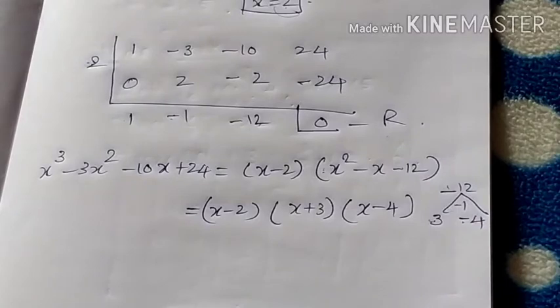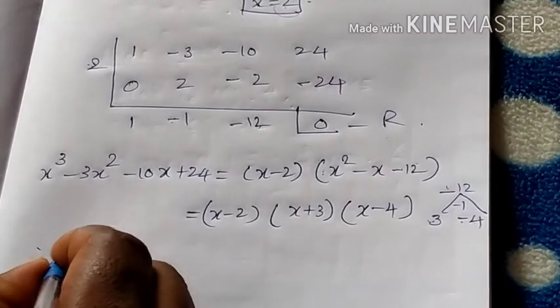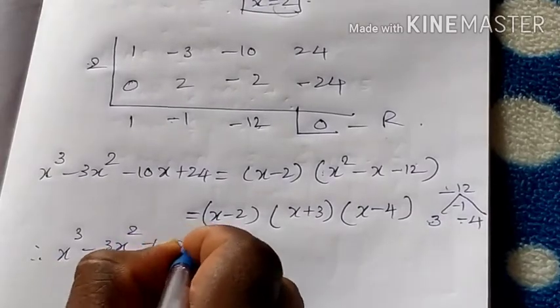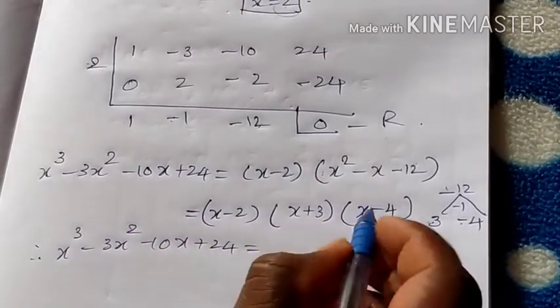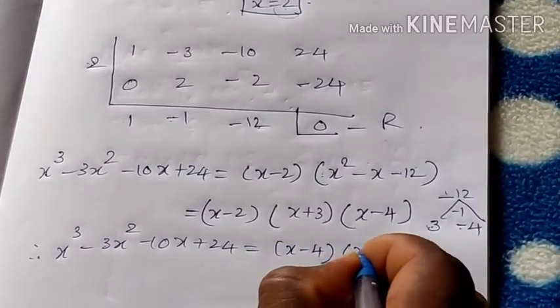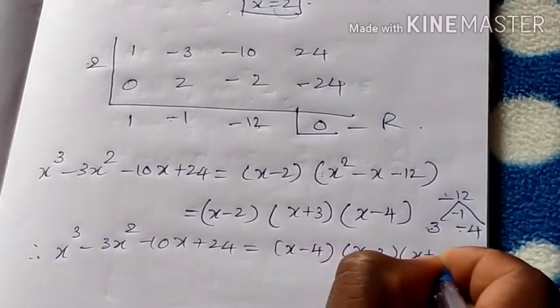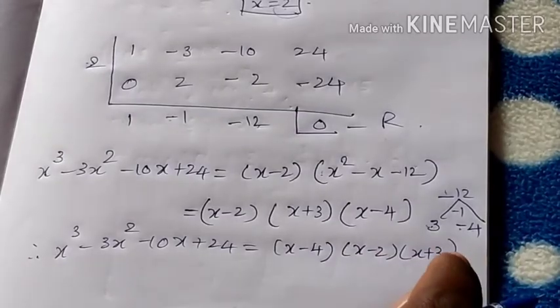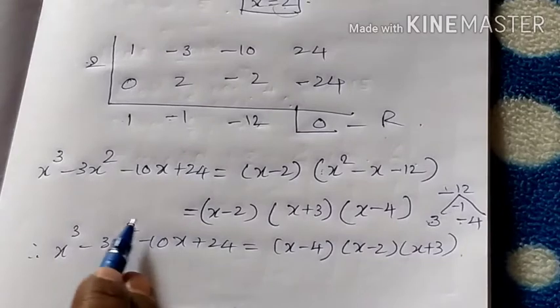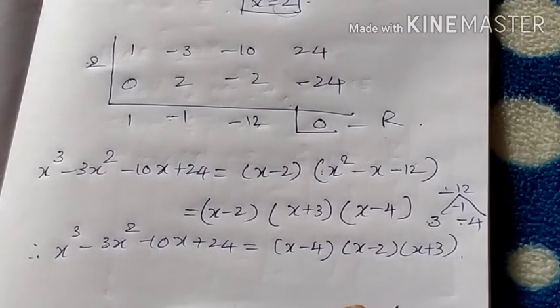Therefore finally x cube minus 3x square minus 10x plus 24 is equal to, in order, x minus 4, the minus value first, then x minus 2, then x plus 3. That's all. Therefore these 3 are factors of the given polynomial. Have you understood?